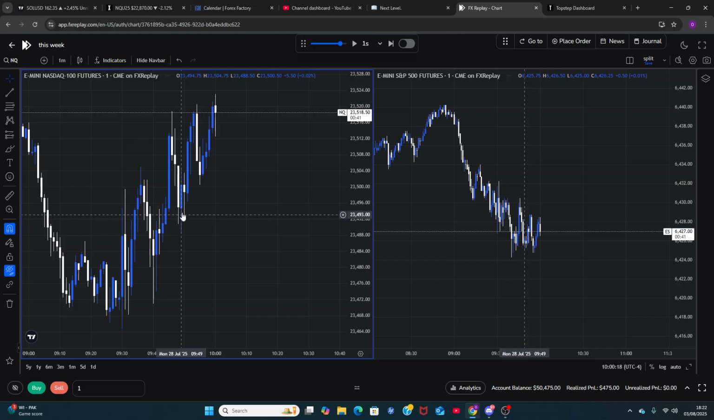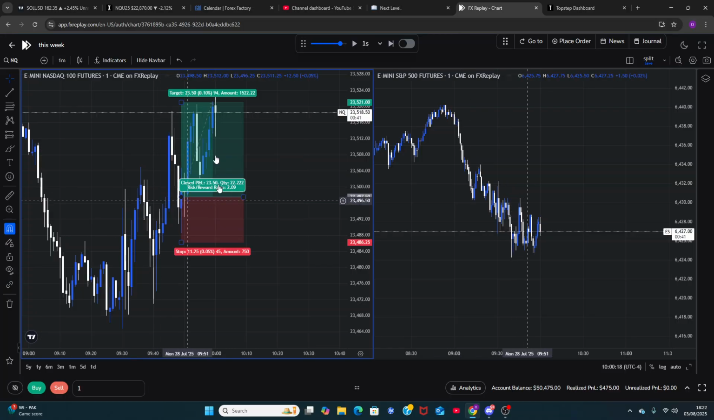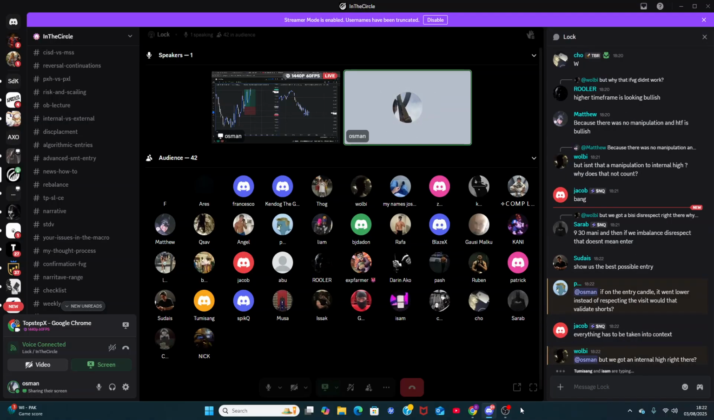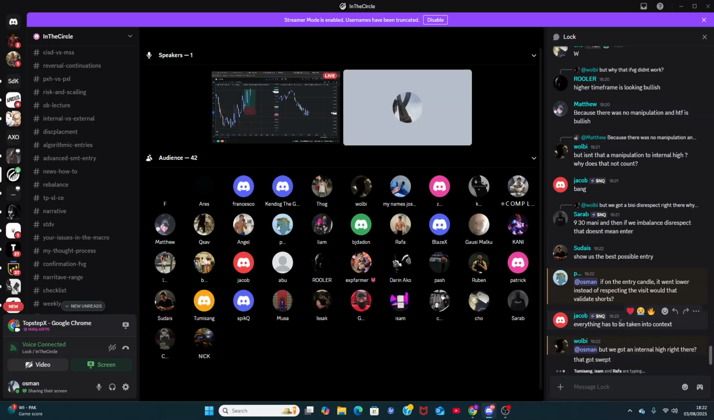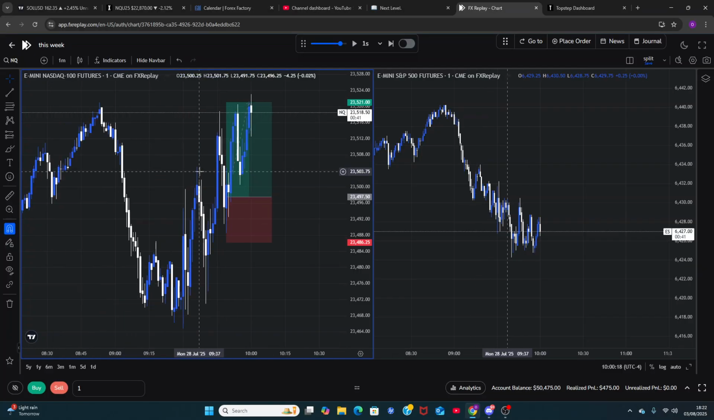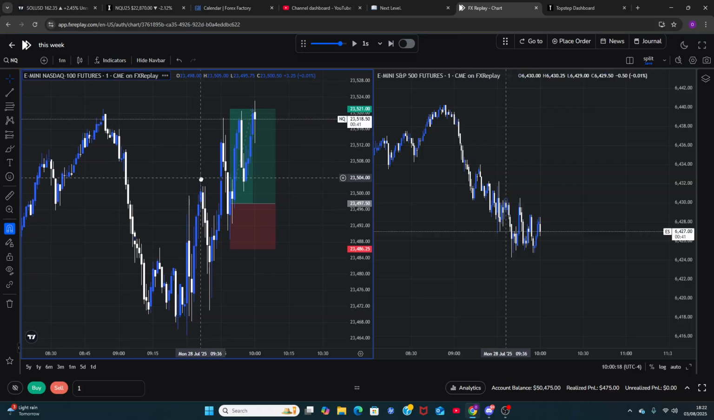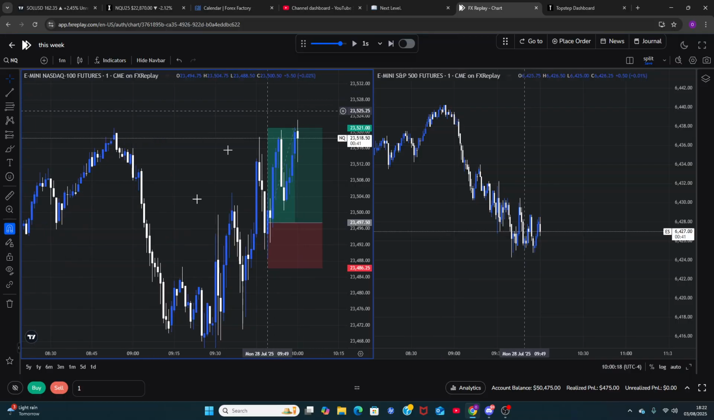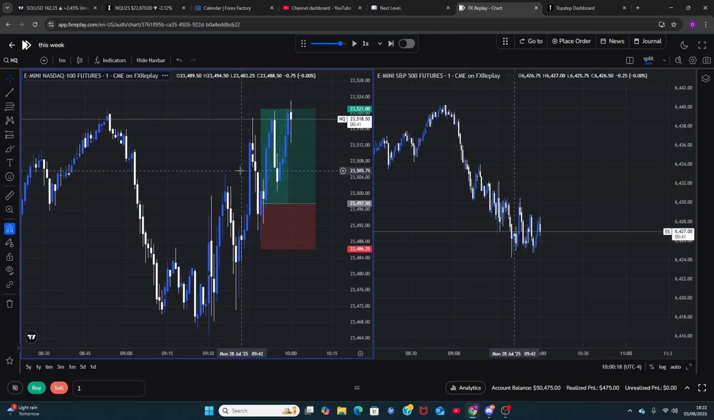And this specific candle at 49 told you this is not going to hold, this basically disrespects it. And look what price does. If on the entry candle it went lower instead of respecting the BISI, could that be validated shorts? Yes, 100%. But we've got an internal high that got swept. This one didn't get swept. This is not a sweep. This is more displaced through, bro. A sweep is when price actually, if this was a turtle sweep, 100%.